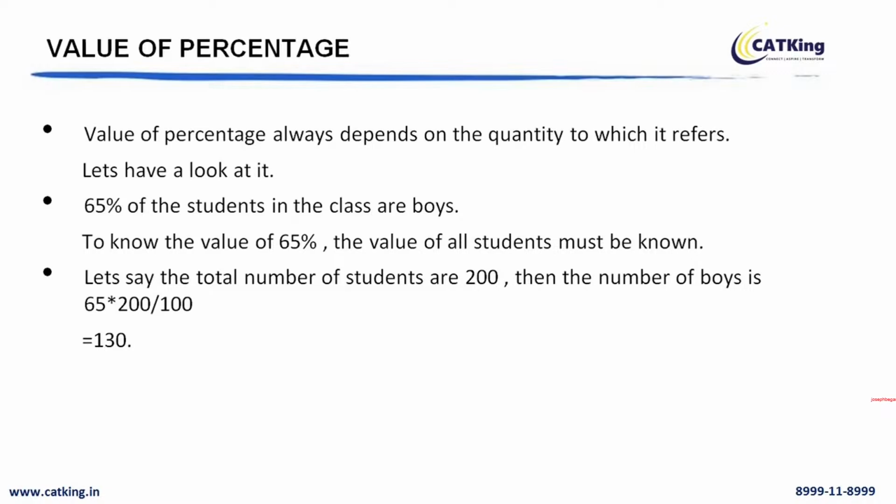Let's have a look at it. 65% of students in the class are boys. To know the value of 65%, we must know the total number of students. Let's say the number of students is 200. So the number of boys will be 65 by 100 into 200. 65% is basically 65 by 100 into the total quantity. 65 by 100 into 200 gives you 130. So there are 130 boys in the class.